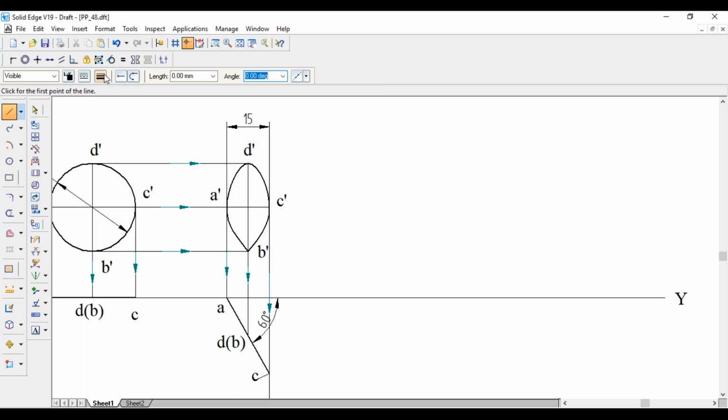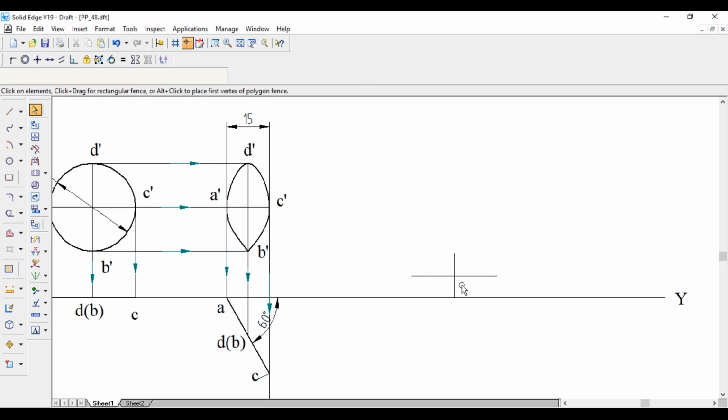So first draw a 15 mm line. Afterwards, from the midpoint, because this one is passing through the midpoint, the length is 30 mm, means half of that on the right side, half of that on the left side. So from the midpoint, 15 mm right side, 15 mm left side. This is A dash, C dash, B dash, D dash. Join these four points with a free-handed curve.